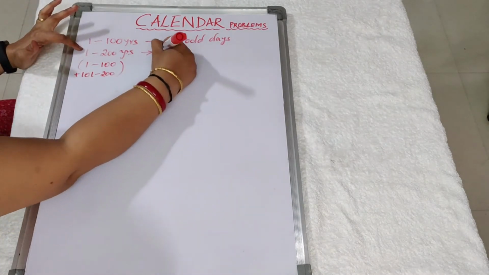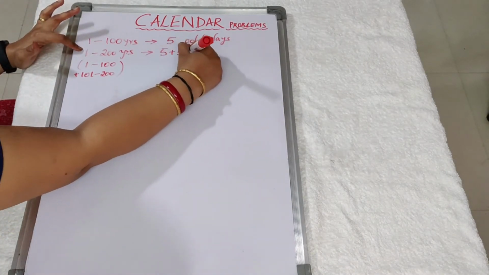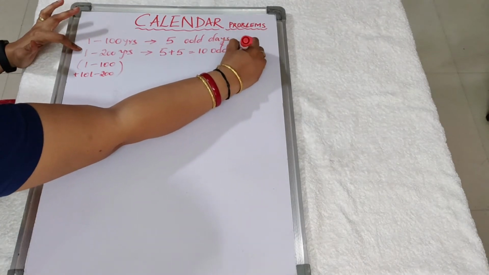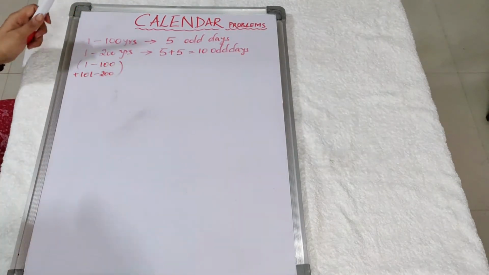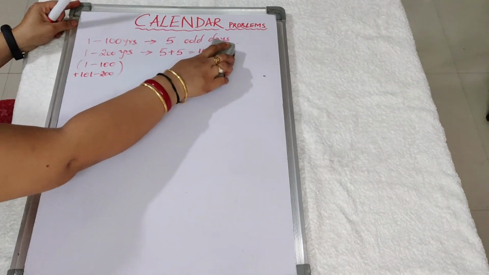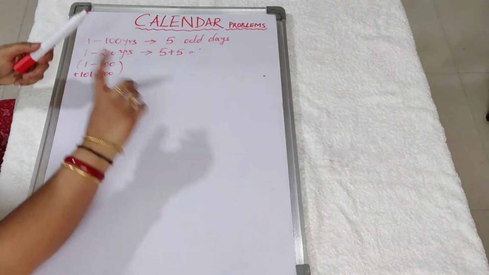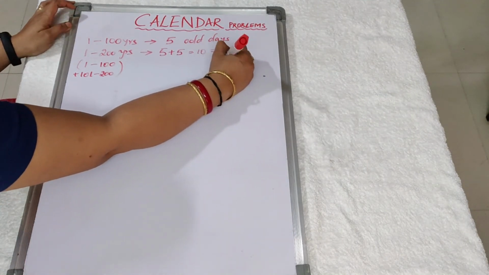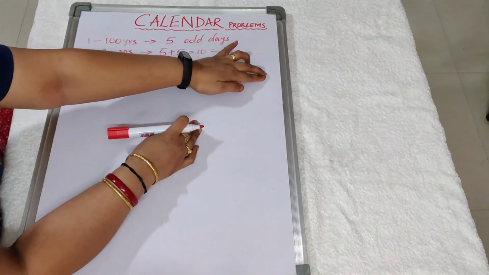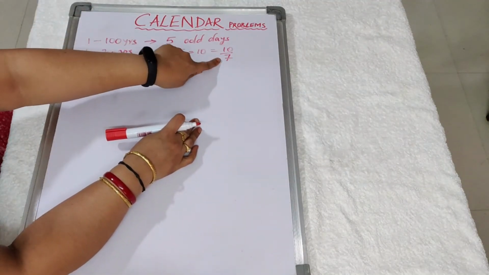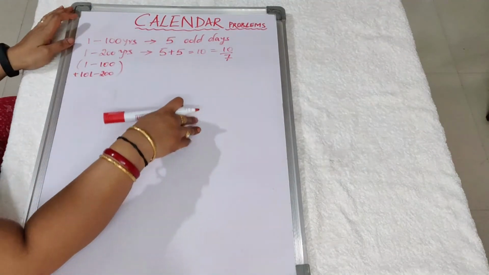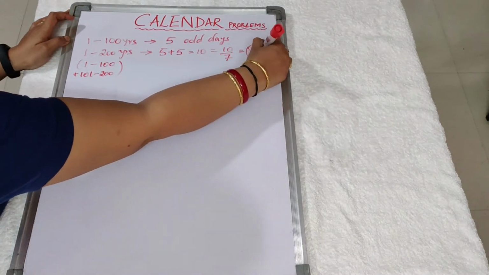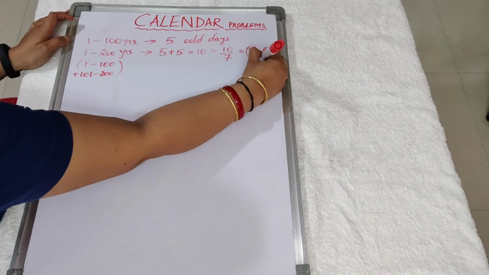So what do I get here? How many odd days? 5 plus 5, 10 odd days. But this 10 odd days is again more than 7. So we reduce the number again by dividing it by 7. For odd days, we are dividing by 7 and taking only the remainder. So what would be the remainder? It is 3. So it has 3 odd days.